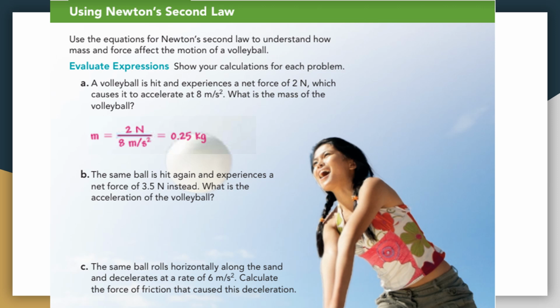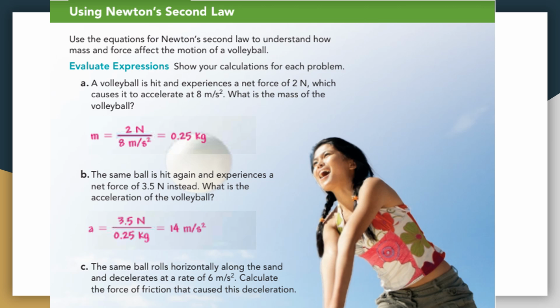The same ball is hit again and experiences a net force of 3.5 newtons instead. What is the acceleration of the volleyball? And so for this, we have force and we have mass now. So we can find acceleration by doing the 3.5 newtons of force over the 0.25 kilograms of mass, which is equal to 14 meters per second squared.